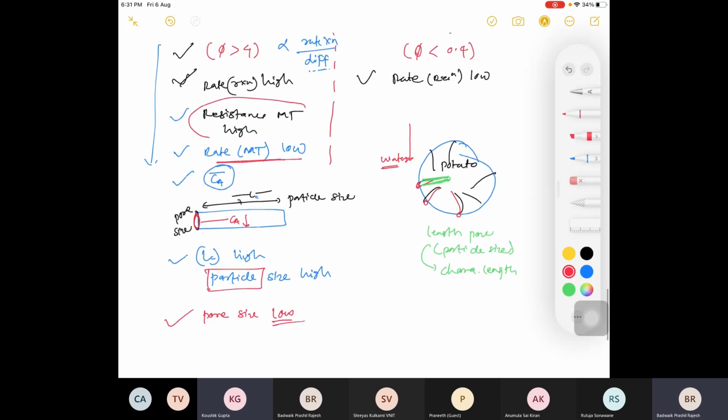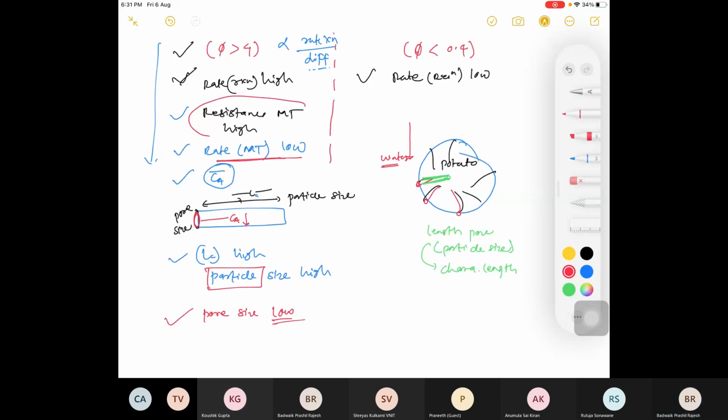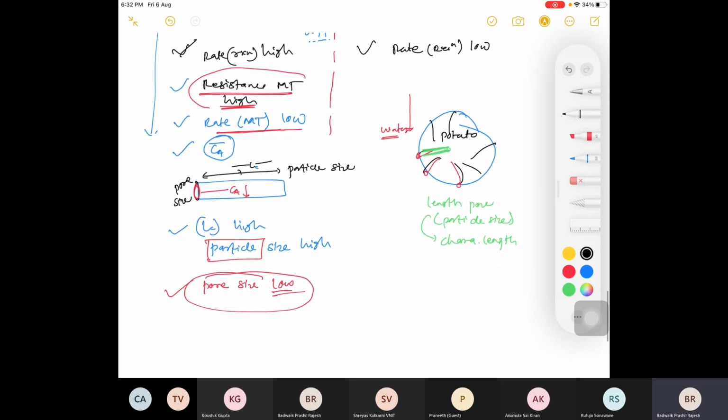So what I have written here: if the resistance to mass transfer is high, that means this water is not able to move inside. It is not able to go inside because your pore size is low, and your resistance to mass transfer is high. Directly, I can say if the size of the pore is small, then water cannot penetrate inside and there will be resistance to mass transfer because of that small pore size. Okay, so that's about your pore size.